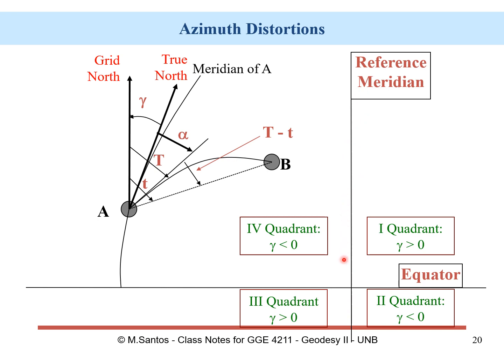So we have this reference meridian here, can be Greenwich, can be a meridian that we choose for convenience or following specifications. And here we have the equator. So that's why we are forming these first quadrant, second quadrant, third quadrant, fourth quadrant. We'll talk about these conditions here. Gamma will have different signs, and gamma is the meridian convergence.